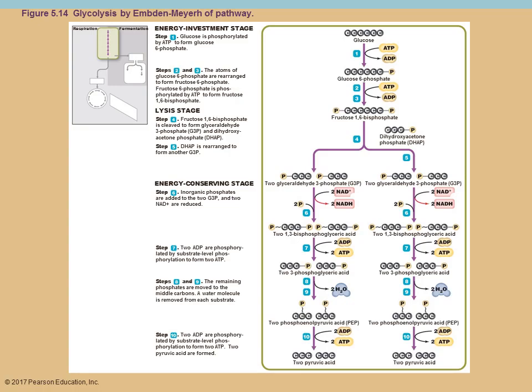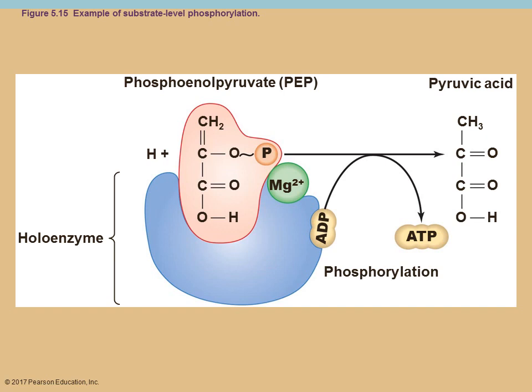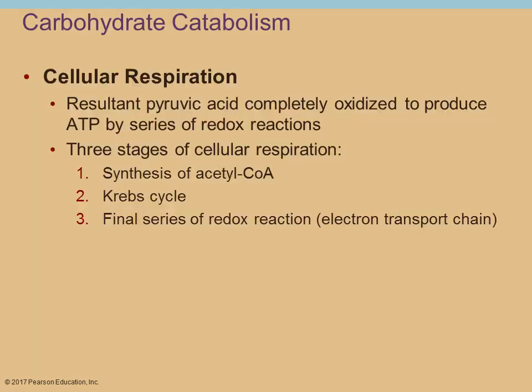So at the end of this, your net gain, as you can see, is 2 ATP because you required some energy input at the very beginning. Now, this is showing just an example of phosphorylation. In this case, substrate level phosphorylation is where you're adding a phosphate group on. Now, you have that pyruvic acid. You're not done with cellular respiration. You're done with glycolysis, but you're not done with cellular respiration.